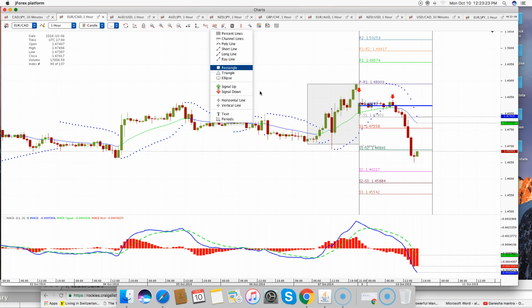The market sold off. This is a 1 hour chart. Two lines of MACD already crossed to the downside. That's good. Price broke below the central pivot point, broke below the 21 moving average line, and there was your trade right there. Okay.